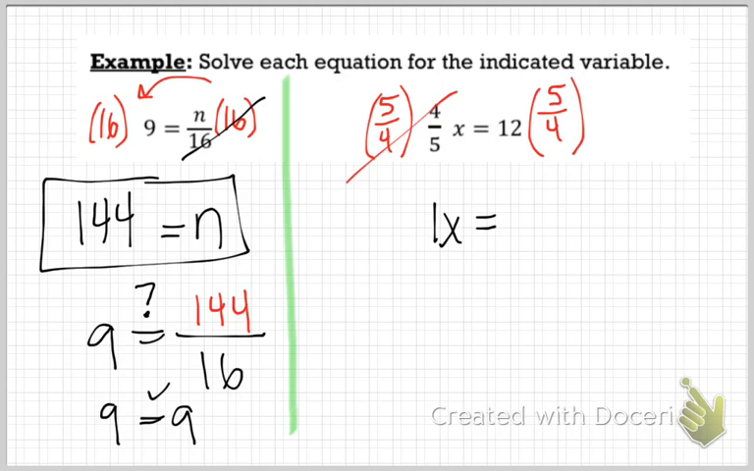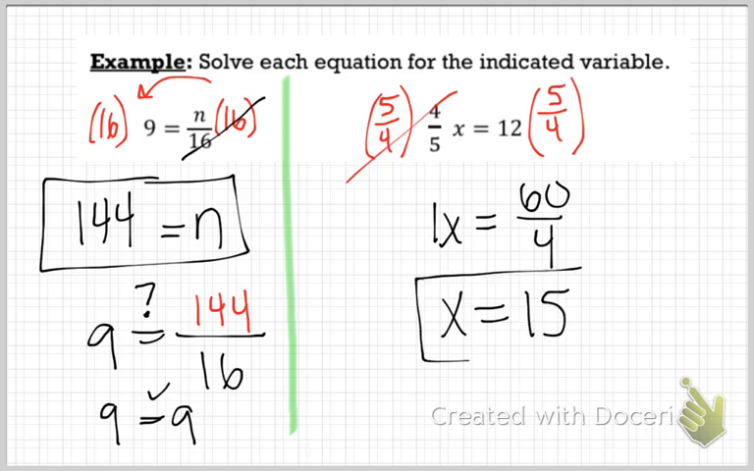This here gives us 12 times 5, which is 60. 60 divided by 4 gives us 15. So the answer is just 15, just like we got it on the other problem. And guess what? There's still another way to do this. So I guess I'll go ahead and show you the third method.